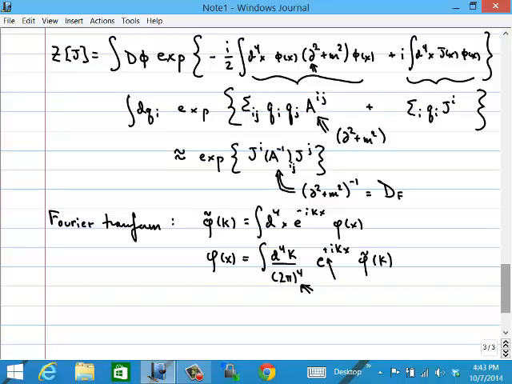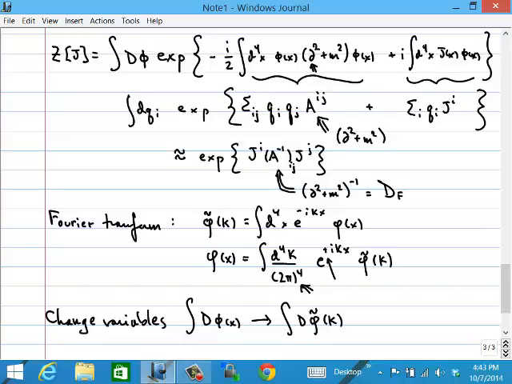But the idea is that we're going to do a change of variables in our path integral, where instead of integrating over all the functions phi of x, we're going to integrate over the Fourier modes phi tilde of k. And the point is that this is nothing more or nothing less than the standard change of variables that we always do when we perform integrations.